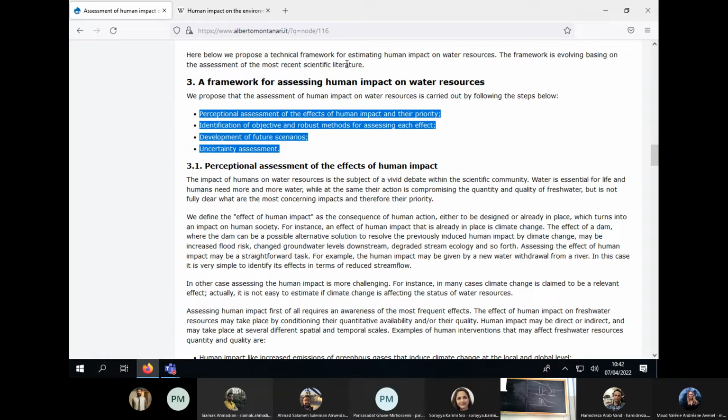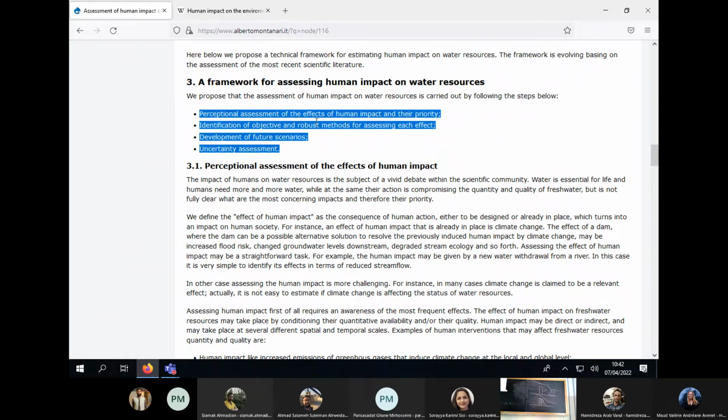So I think that the first step must be this perceptual assessment and priority. So what is priority? It's groundwater with respect to surface water. Is human impact on groundwater a priority with respect to surface water or not? It depends on the context. But we have to try to be very objective and to identify what are the facts we have to be concerned about.